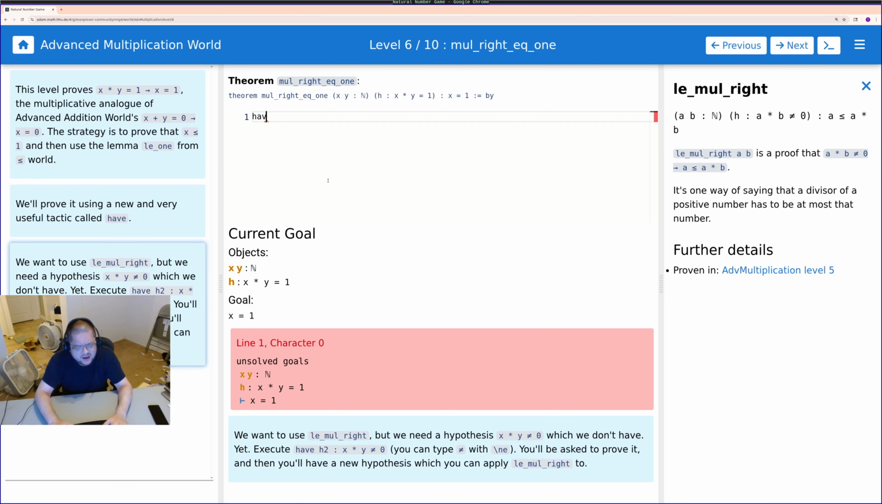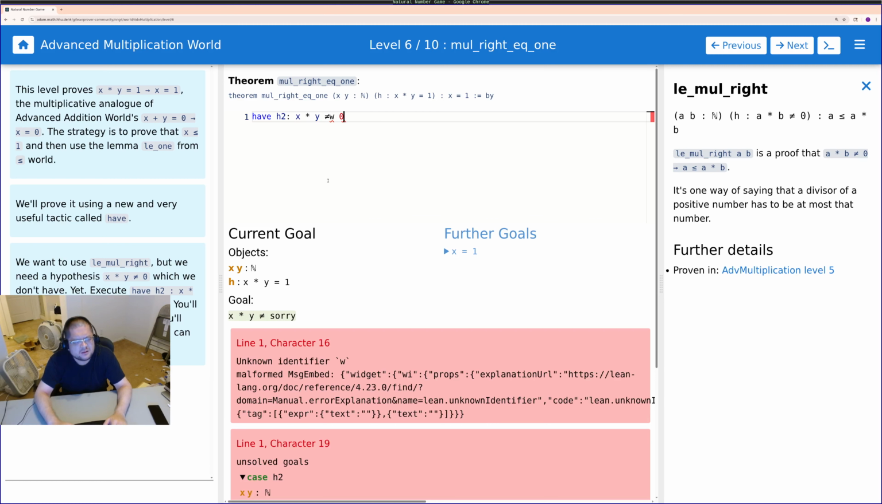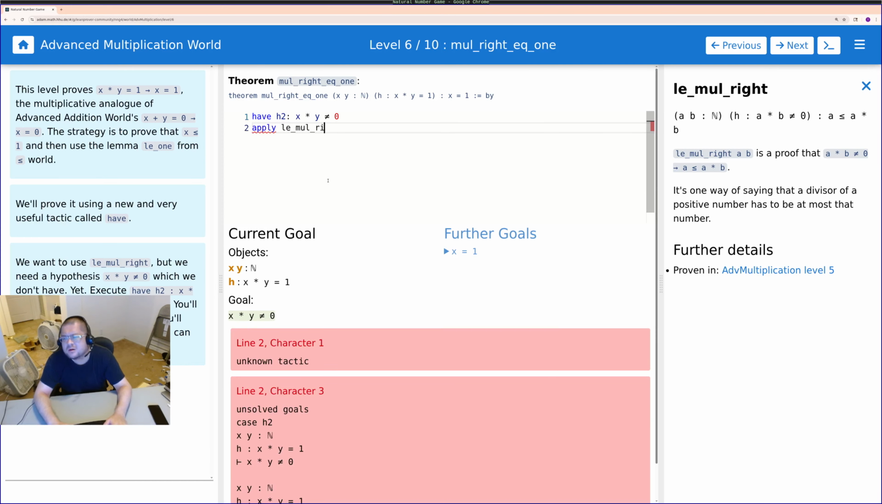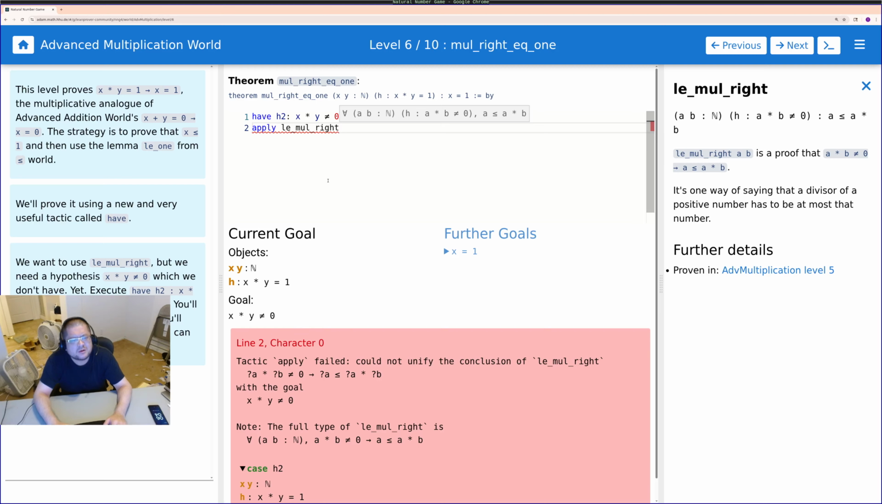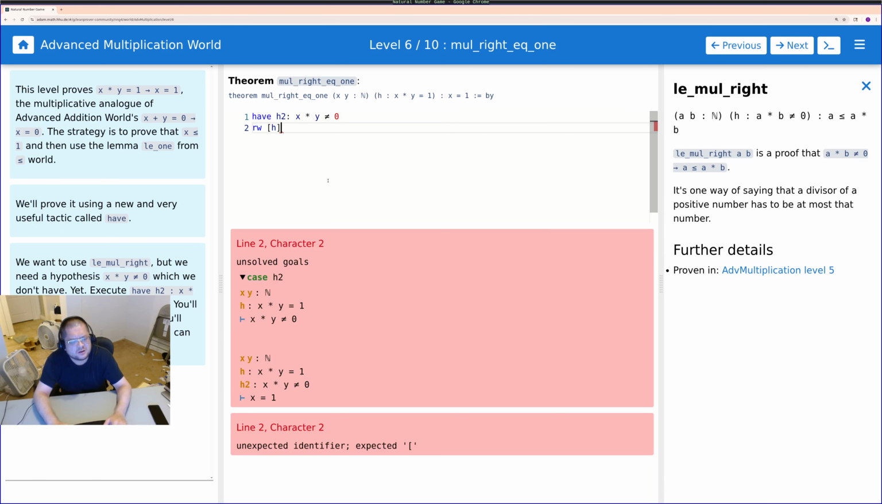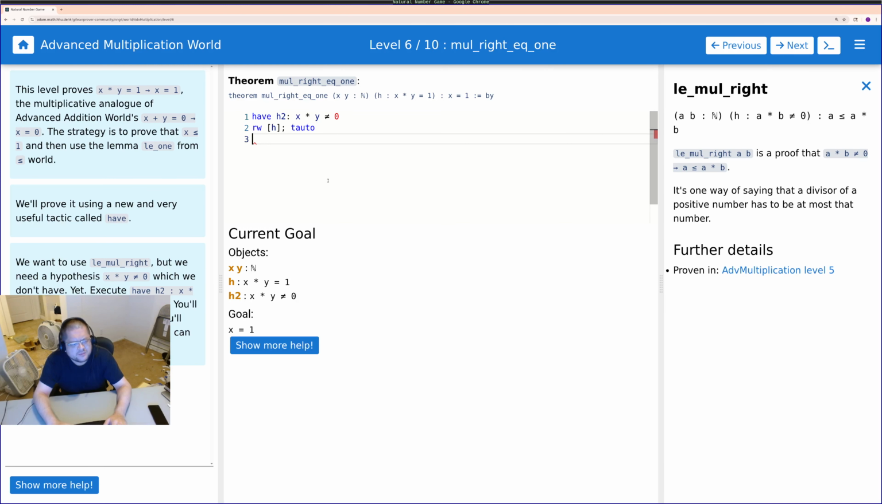Alright, let's follow the hint. Have a 2x times y not equal to 0. What is going on? Not equal to 0. Well, we don't apply that. Okay, we do rewrite of H. This is tautologically true. Okay.